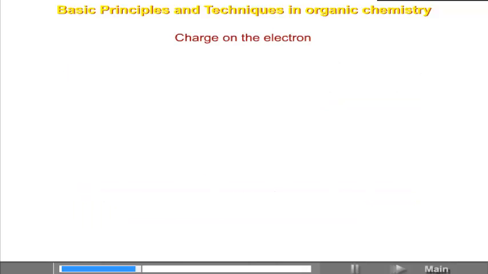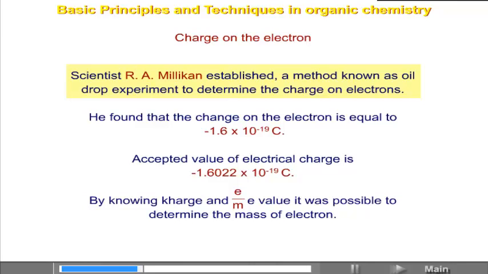Charge on the electron. Scientist R. A. Millikan established a method known as the oil drop experiment to determine the charge on the electrons. He found that the charge on the electron is equal to minus 1.6 × 10^-19 coulomb. The accepted value of electrical charge is minus 1.6022 × 10^-19 coulomb.